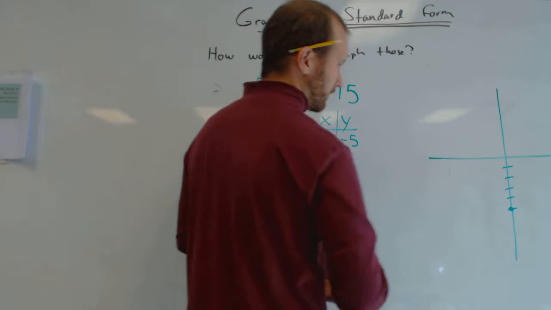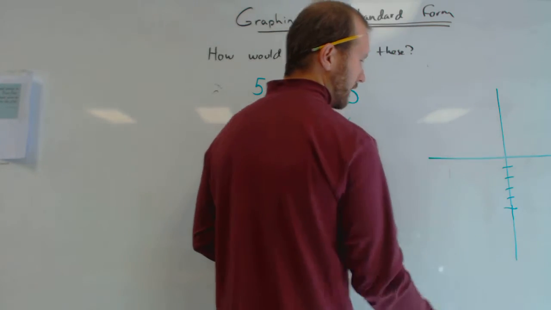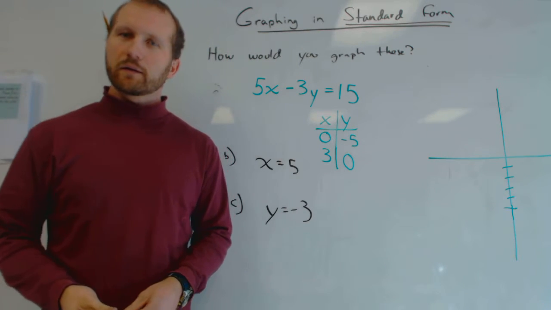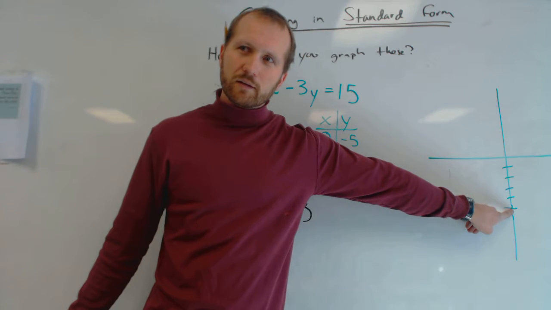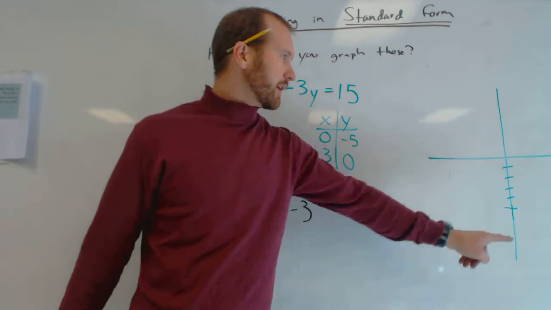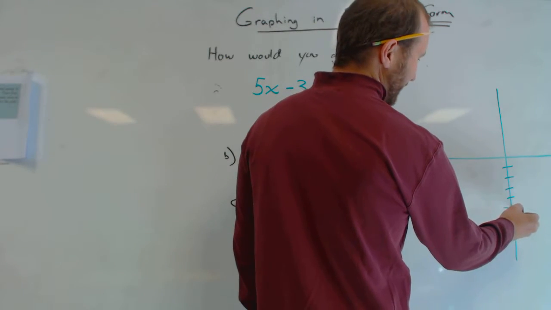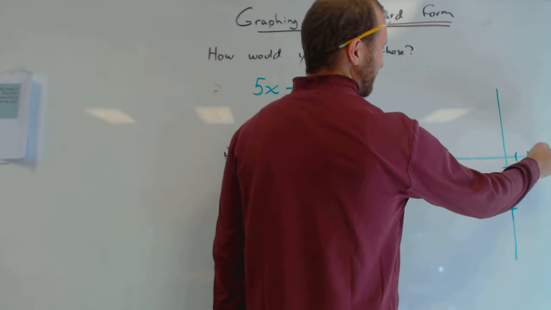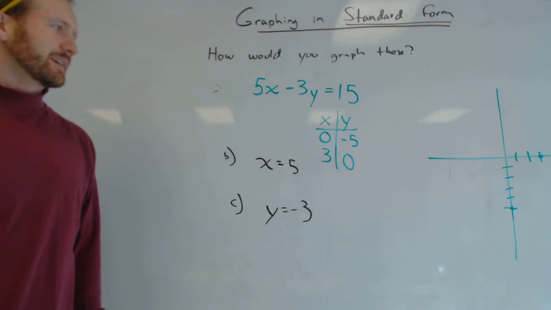Wait, I did that wrong, didn't I? What was wrong about what I just did? What point is this? 0, negative 5, right? Oh, I did it right. What am I talking about? Okay, and now I'm doing the other one, right? 3, 0. Okay. I don't know what I was thinking.